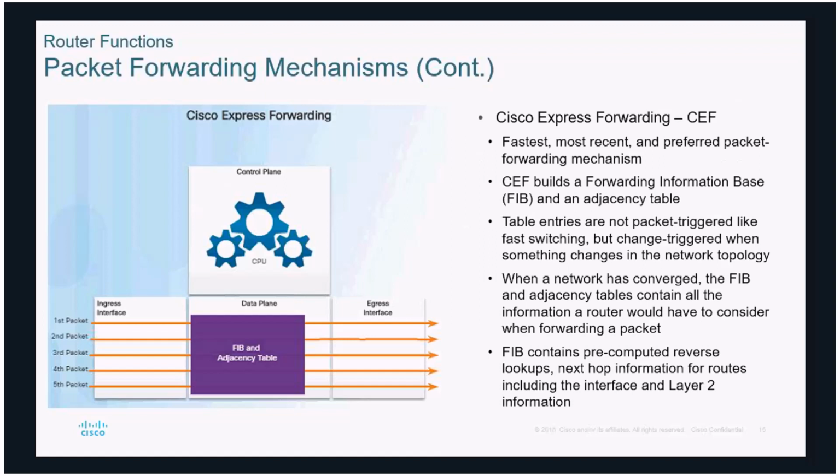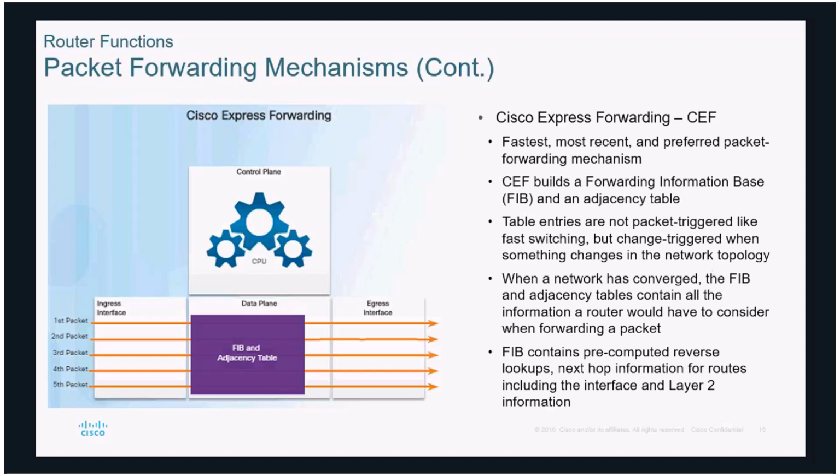Okay, finally, CEF, Cisco Express Forwarding, the fastest, most recent and preferred forwarding mechanism. This builds something a bit like the cache, but it's called an FIB, Forwarding Information Base, and an adjacency table. This is much more responsive. Like the routing table, the cache learns stuff over time, but this automatically learns when something changes. If the network changes and the adjacency changes, and routers have done various updates and triggers, this changes the FIB and adjacency table, and it stores that information there.